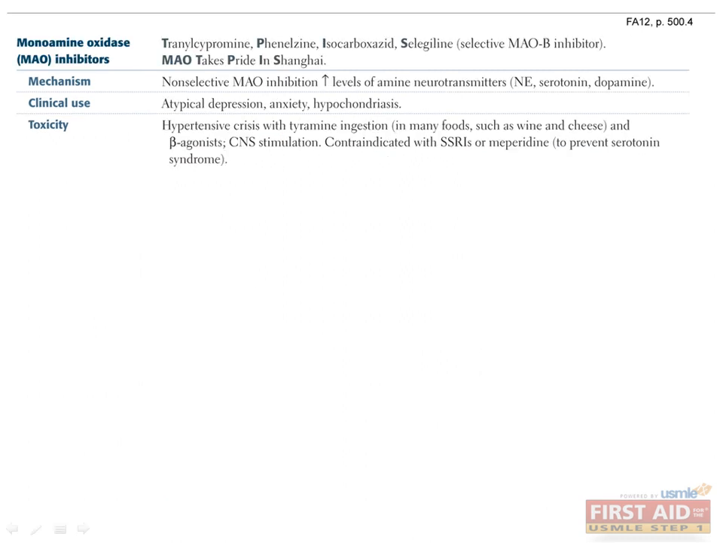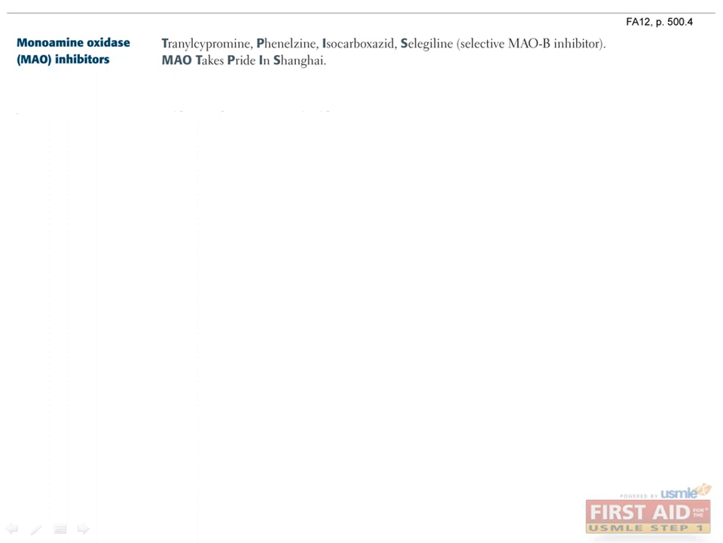MAOIs are another very old class of drugs. Their names are somewhat hard to remember, but they include phenelzine, phenylcypramine, isocarboxazid, and selegiline. The last one, selegiline, is actually a selective MAO-B inhibitor, and will be discussed in more detail when we go through Parkinson's medications in the neuro chapter. The mnemonic we came up for these was Mao takes pride in Shanghai, for all you history buffs out there.